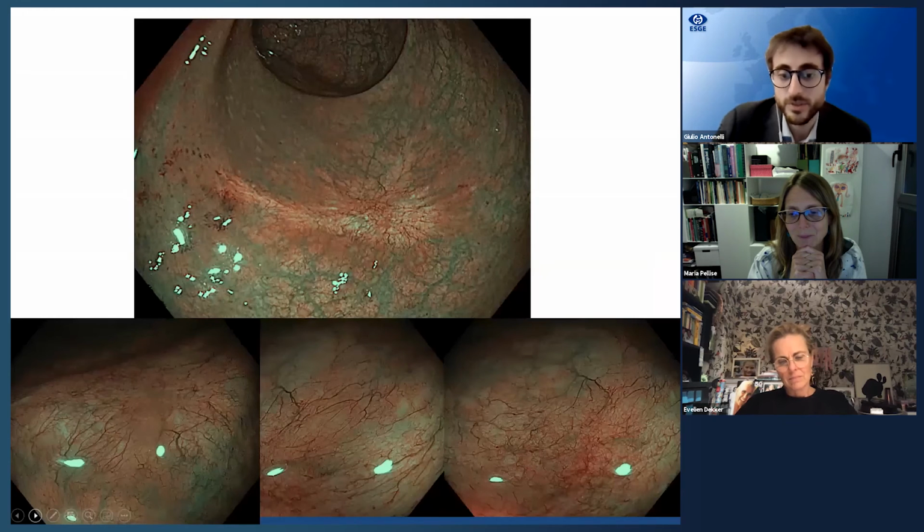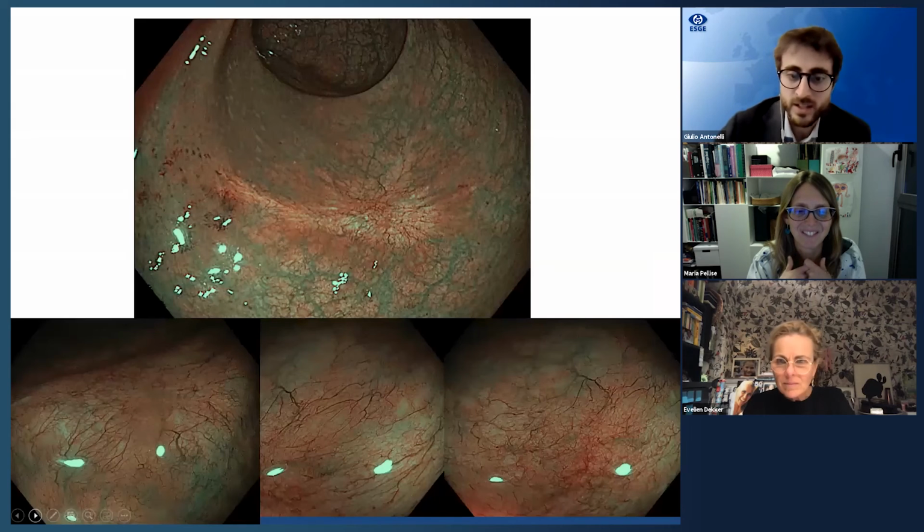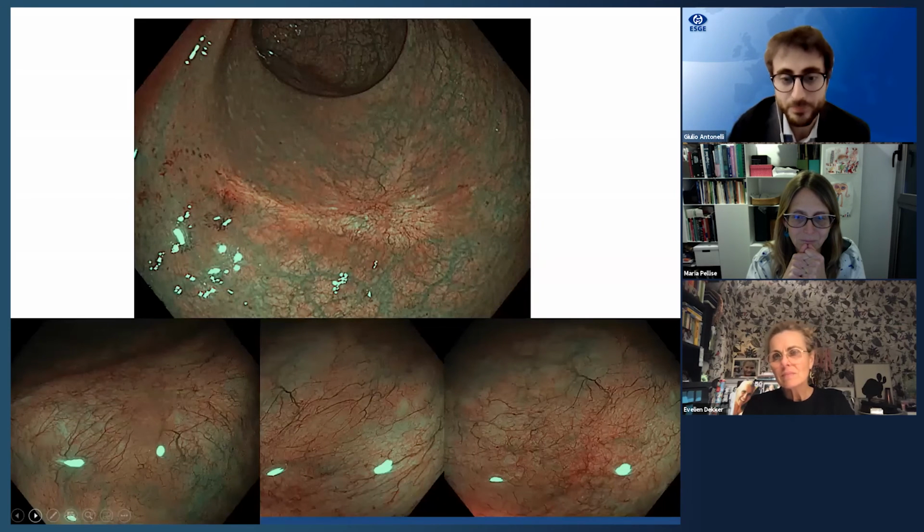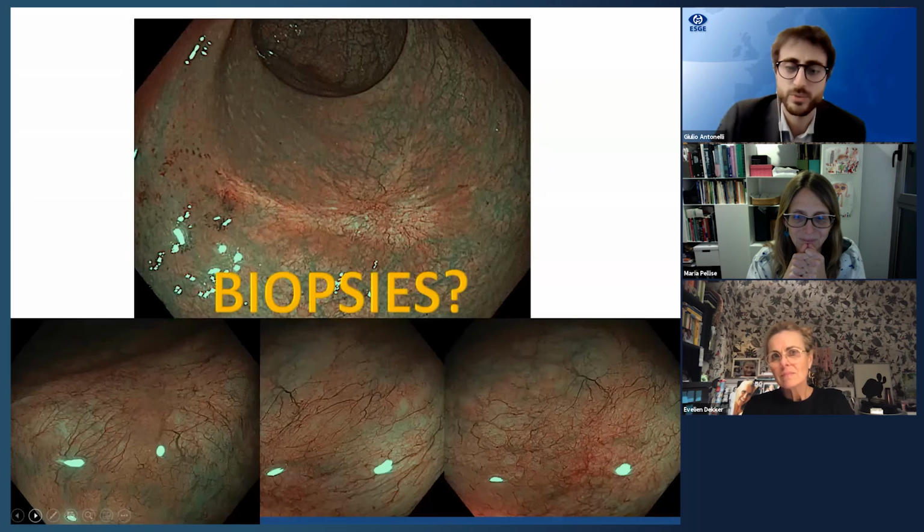I have a question for the panelists. So this is the image of the first surveillance examination in NBI light with magnification on the bottom. So would you perform biopsies in this case if we see that there seems to be no local recurrence?